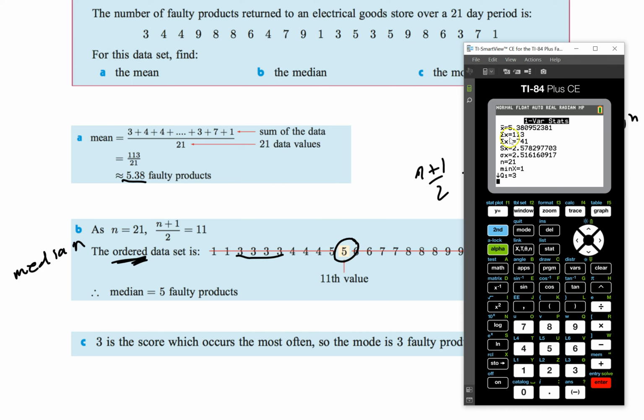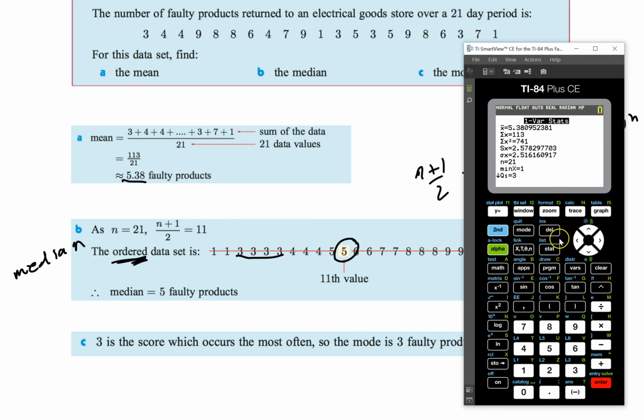So a couple things right there. That's your mean. So 5.38, just like we got over here. That sum means the sum of all your values. So if you add up all those numbers, you get 113. If you sum them squared, that's to do with the standard deviation, which we haven't talked about yet. You get 741. That doesn't matter. You don't really care about that right there. And those have to do with standard deviation. We'll talk about that in a second. And it's 21. That means that's how many total numbers we have.